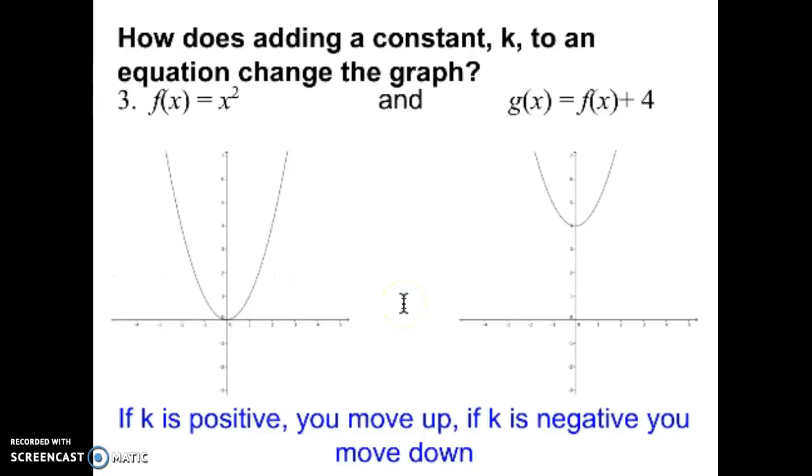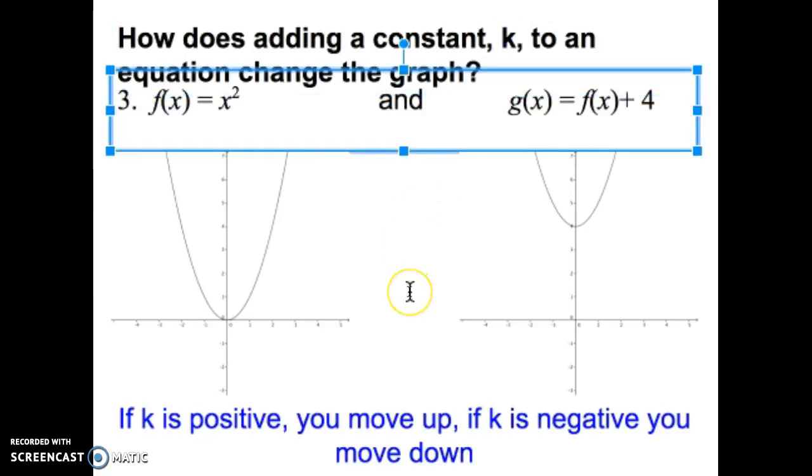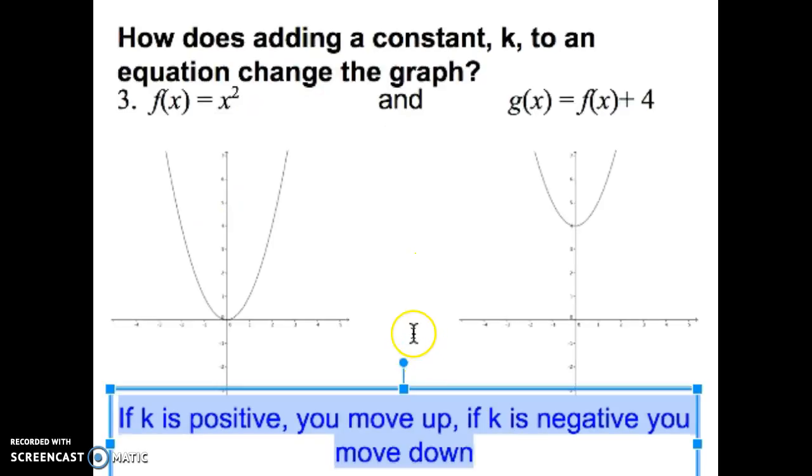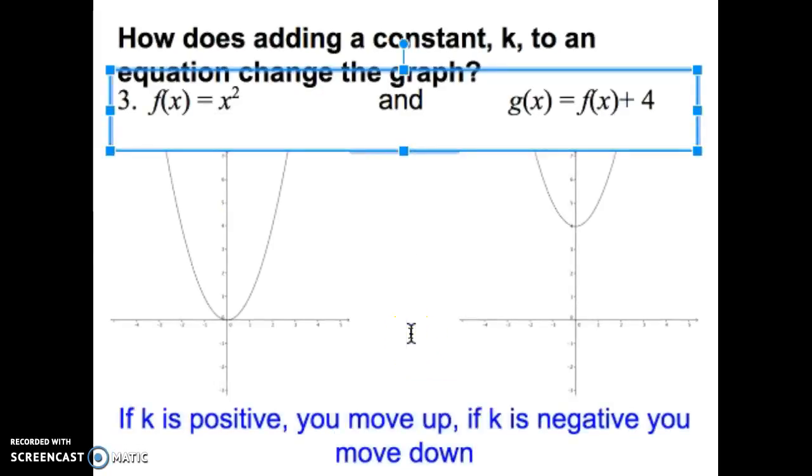So in general, how does adding a constant change the graph? What we're doing is adding k. And today in class we talked about the general form, and we should have that. But in general, if k is positive, you move up, and if k is negative, you move down. This deals with numbers that are being added or subtracted on the outside of the equation.